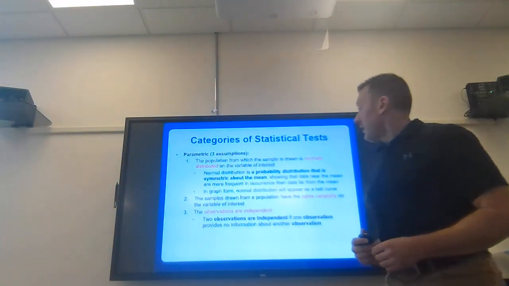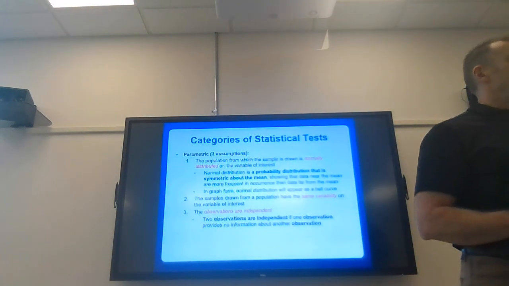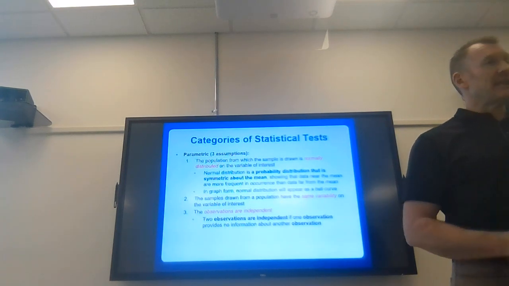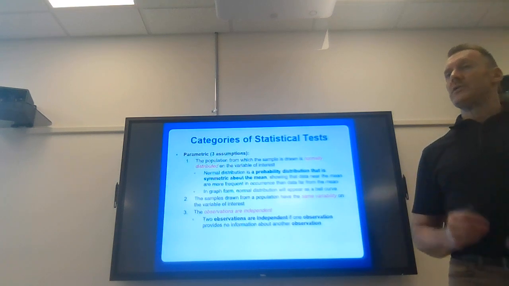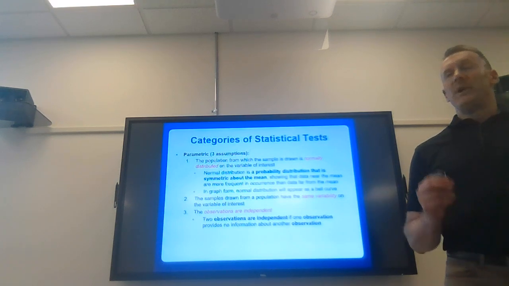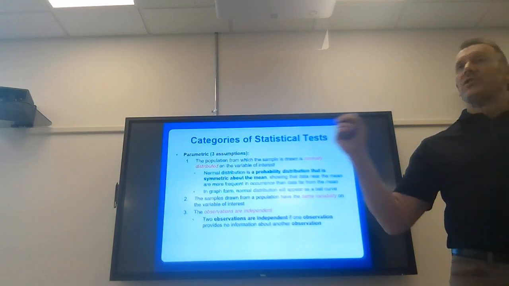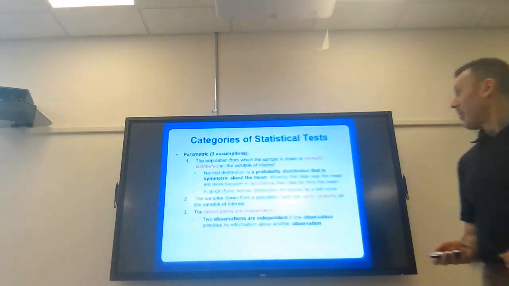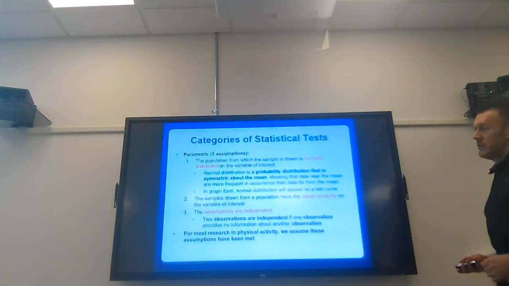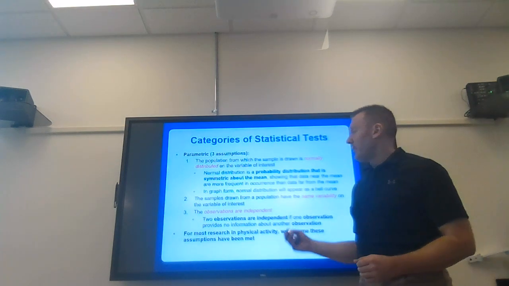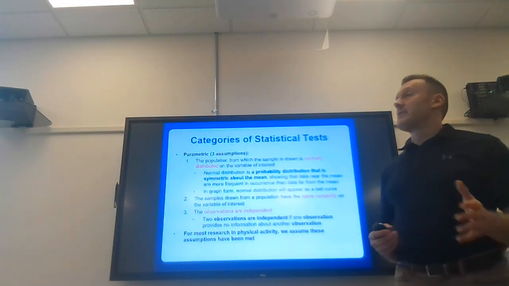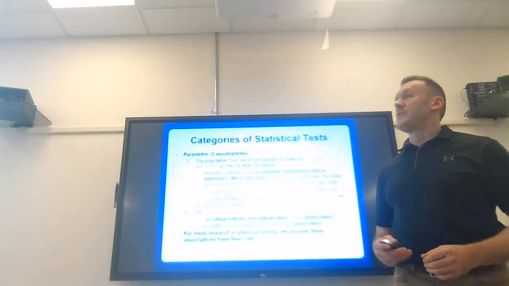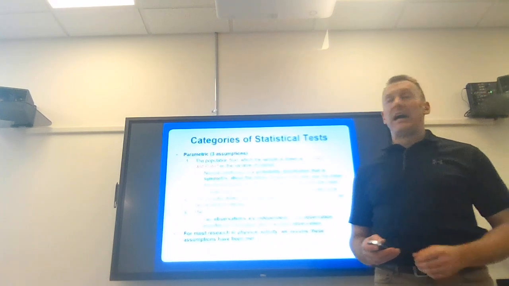So the measurement of one individual shouldn't affect measurement of other individuals on a given characteristic. Your dependent variable is what you're measuring, and as you measure one person, that shouldn't influence your measurement of the next person, and so on. For most of the research in physical activity, we assume that these assumptions have been met. So we follow standardized procedures and protocols and try to control confounding factors the best we can.